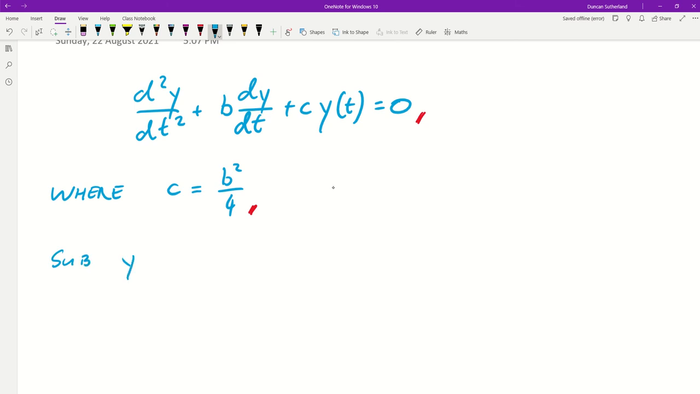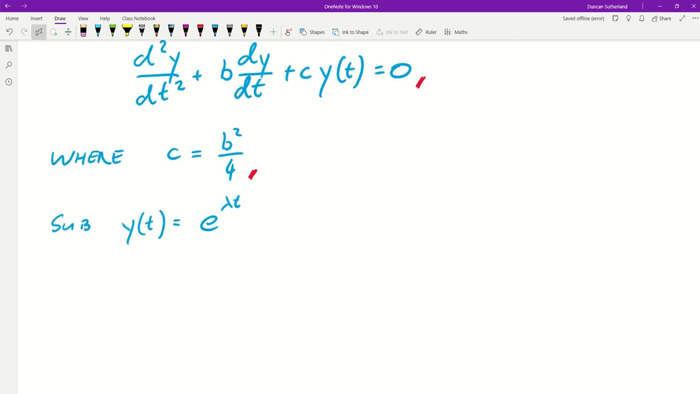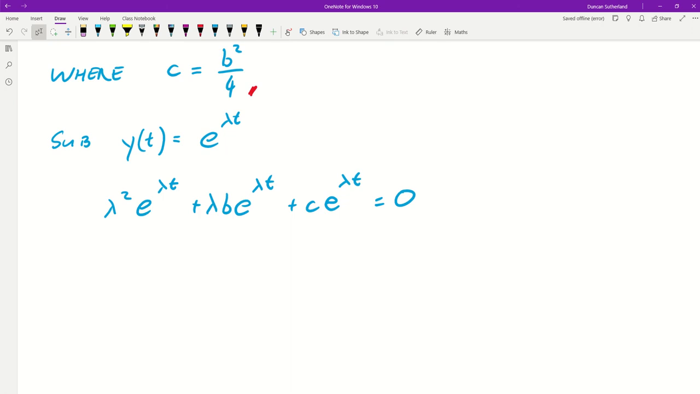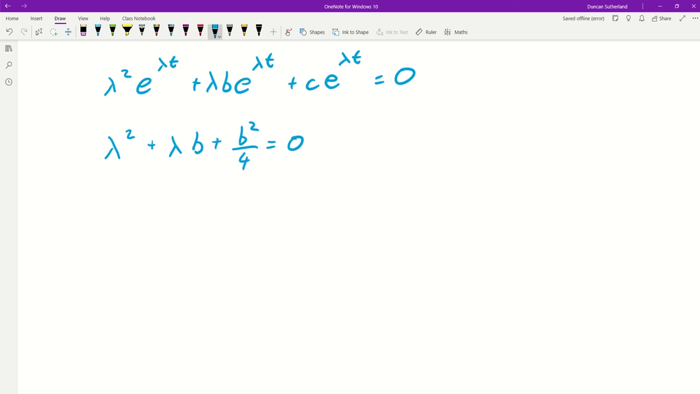So when I proceed through our usual analysis, where we substitute y equals e to the lambda t, we get lambda squared e to the lambda t plus b lambda e to the lambda t plus c e to the lambda t equals 0. So obviously we can divide out that e to the lambda t. Because I know what c is, I can substitute, and I have the following. So I can now go ahead and find my lambda.